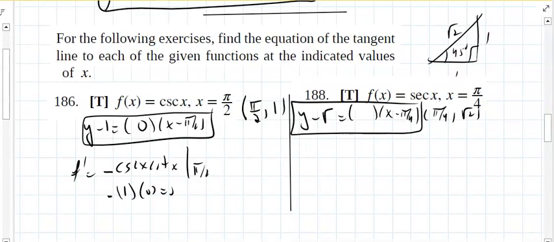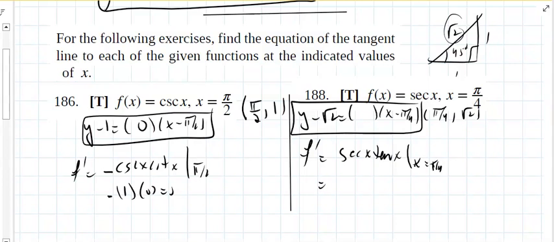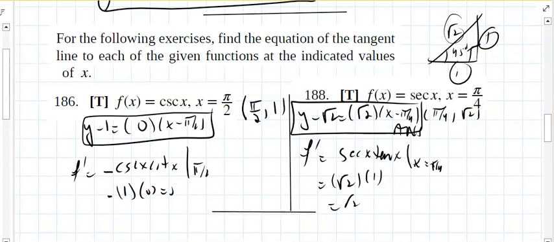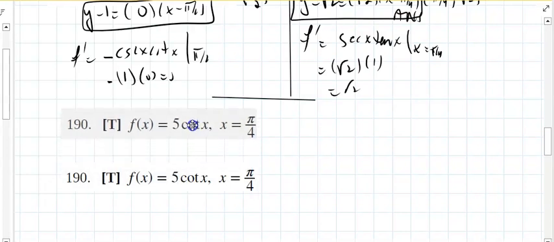And since it's a tangent line, the slope of the tangent, derivative of secant is secant of x tan of x, evaluated at x equal pi over 4. Well, here it is. Secant is the hypotenuse over the adjacent, and tangent is the opposite over the adjacent. And there it is. That's my answer. So again, this section runs really fairly quickly. It's not that long.